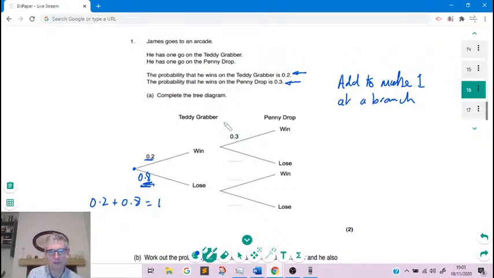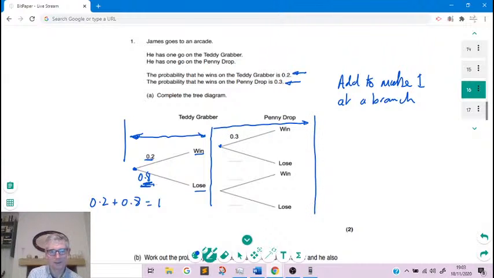Then if we move on to the penny drop, let me also explain this tree diagram. Up to this point here, we're talking about the teddy grabber. So from the beginning to there, that's only representing what happens on the teddy grabber. Since there's two possibilities of what might happen on the teddy grabber, we could win or lose, we take the next event from, if we win on the teddy grabber, well, we're now looking at what happens on the penny drop from here. And there's two possible outcomes. We could either win or lose on the penny drop.